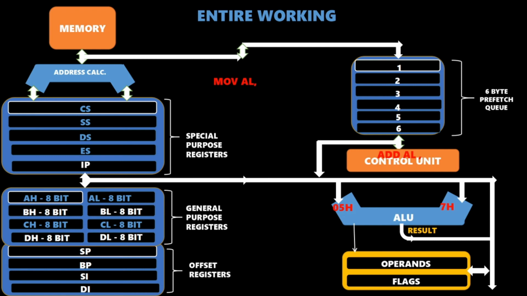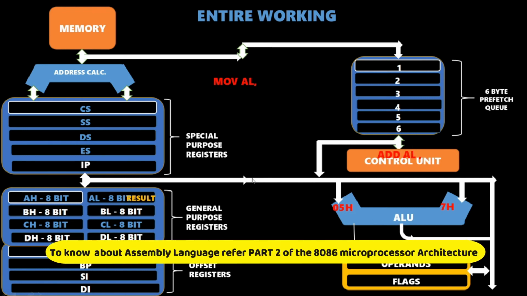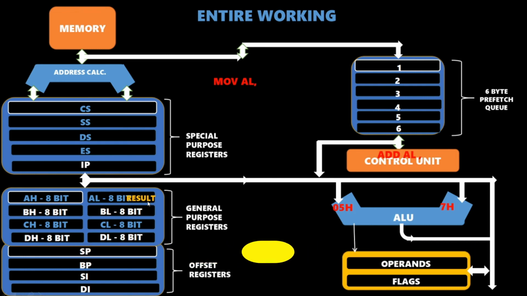Now this result will go and get stored inside our AL register. Why? Because the instruction was ADD AL, 05H, which means we have to store the result inside our AL register. So the result has gone to our AL register and is stored there. Thus we saw the entire working of our 8086 microprocessor.